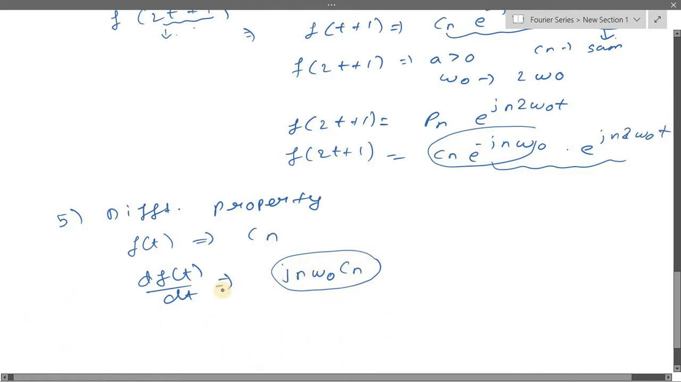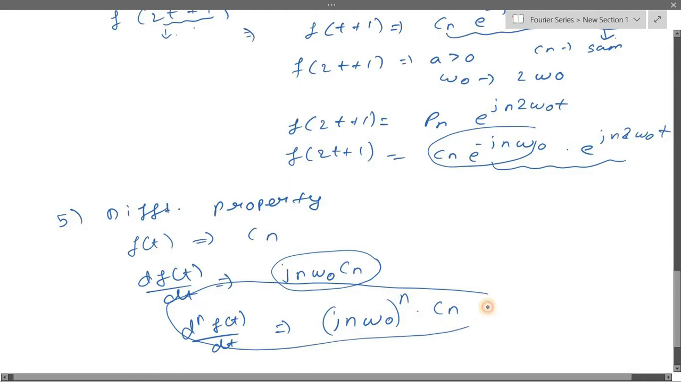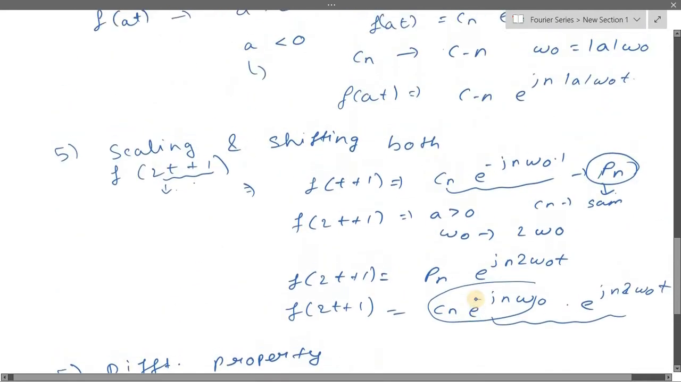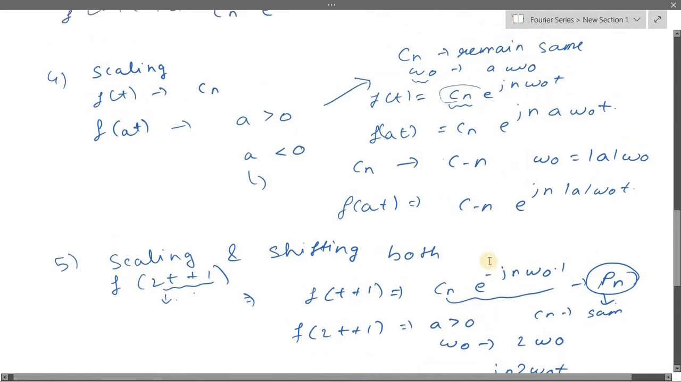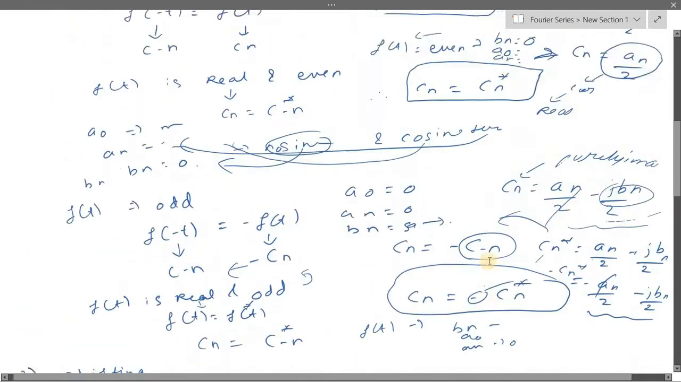Now let us generalize this. Let's say you are differentiating f of t n times, so d^n f of t by dt^n. Then it will be j n omega naught to the power n, since you are differentiating f of t n times, multiplied by c of n. This is the generalized formula when you are differentiating f of t. This was the last basic property that you should know, and in later videos I will show you how to deal with half wave symmetry and hidden half wave symmetry as well.